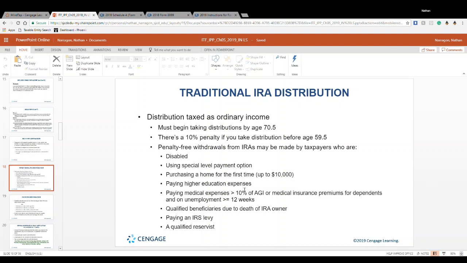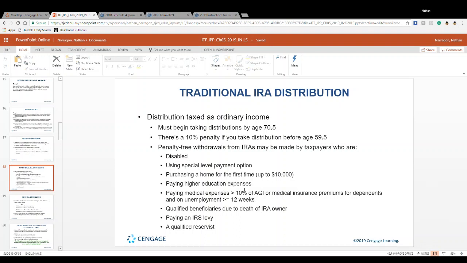Paying for any medical expenses greater than 10% of your AGI, or medical insurance premiums for dependents, and/or unemployment for more than 12 weeks. Okay, those we have to watch out for, but there are also other ways. Qualified beneficiaries due to death of the IRA owner. So if you're a qualified person that's going to receive the money, spouse, children, whoever is in the will, you don't have to pay tax on that money that comes to you. You have some other stuff there, but we're not going to get into those.